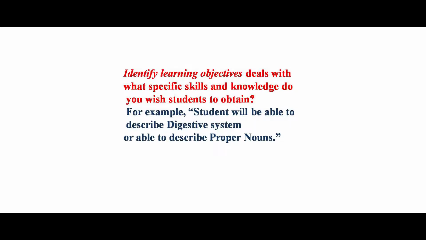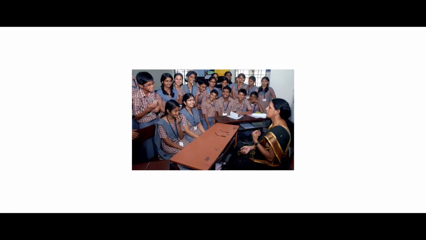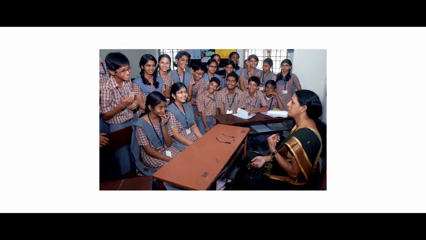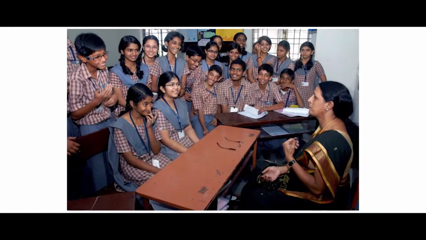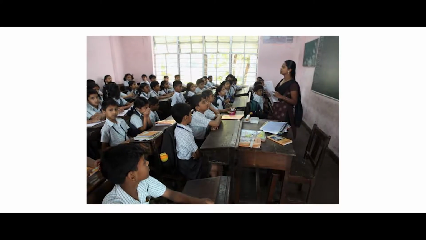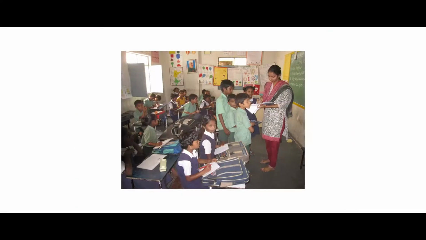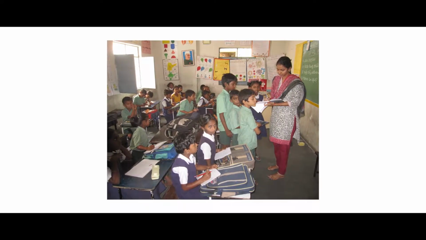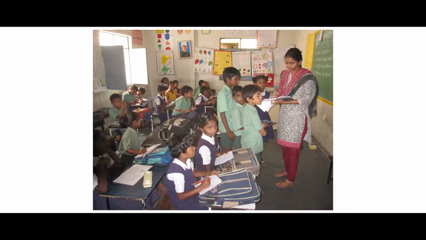For example, students will be able to describe the digestive system, or able to describe proper nouns. Developing learning objectives: after identifying your broad learning goals and thinking about your learners and what you know of them, you must then develop specific learning objectives. Although related to your goals, learning objectives are not the same. Learning objectives are more specific, describing in more explicit detail what you expect that students will know and be able to do.